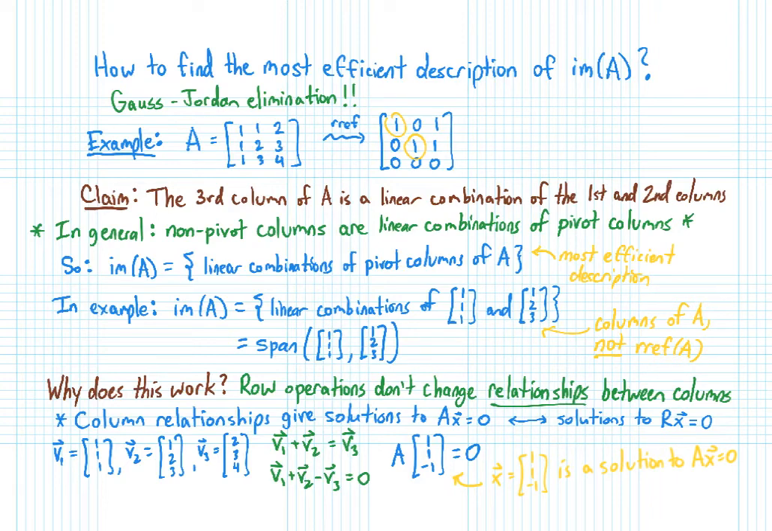Okay, I know there's a lot going on in this explanation, and it's probably a little bit complicated, but what's important is that the end result is actually quite simple, which is that if we want to find the most efficient description of the image of A, we do Gauss-Jordan elimination, we look at where the pivots are, and we just take the pivot columns, and we take linear combinations or the span of the pivot columns. And it's the columns in the original matrix, not the reduced echelon form.